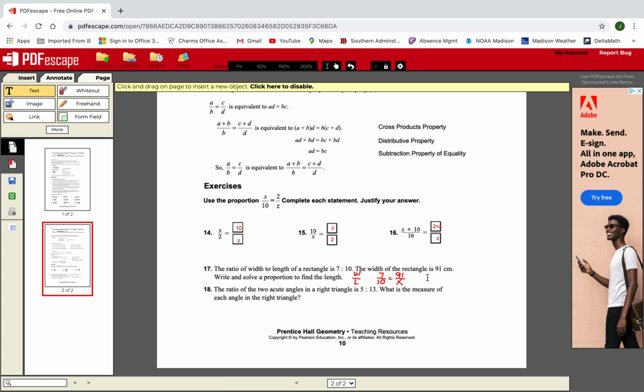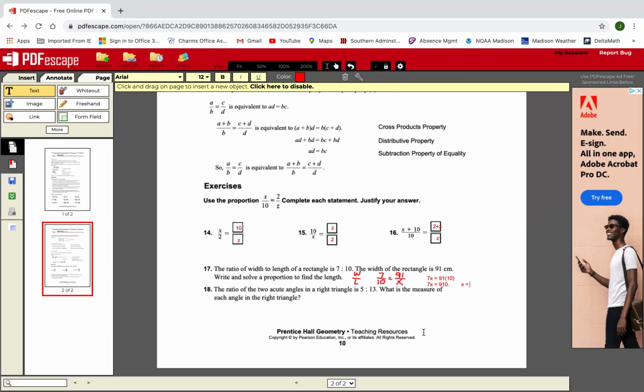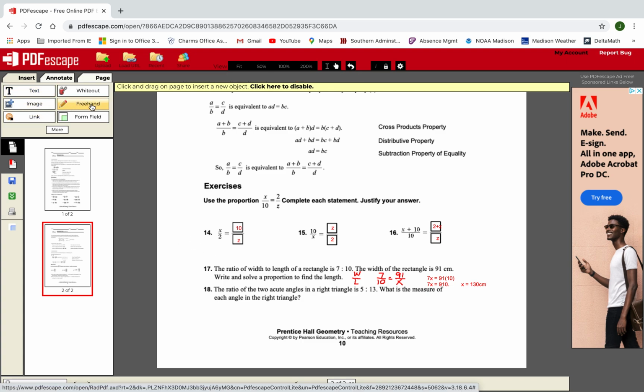Then if we cross multiply here, we have 7 times x equals 91 times 10. So 7x equals 910. Divide both sides by 7. X equals 910 divided by 7. 130 centimeters. Don't forget your unit of measure. It's a pretty important part of these measurement ones. Okay?